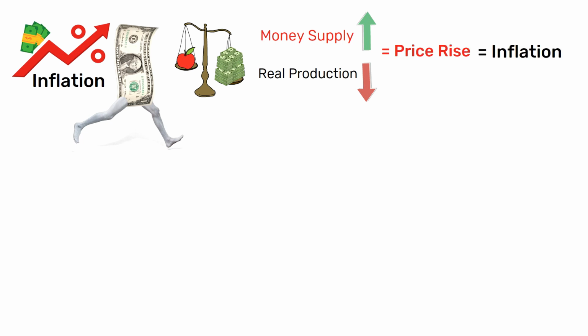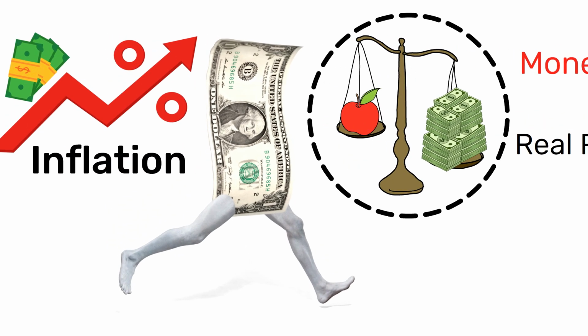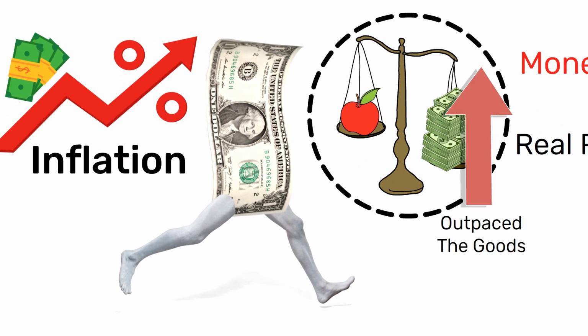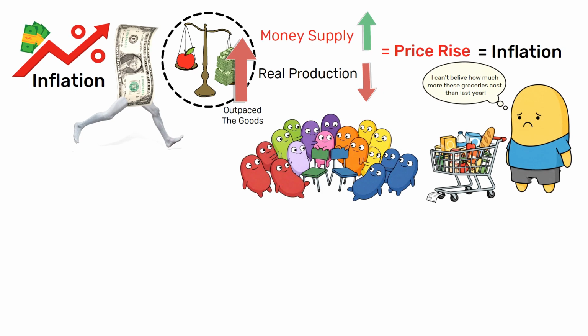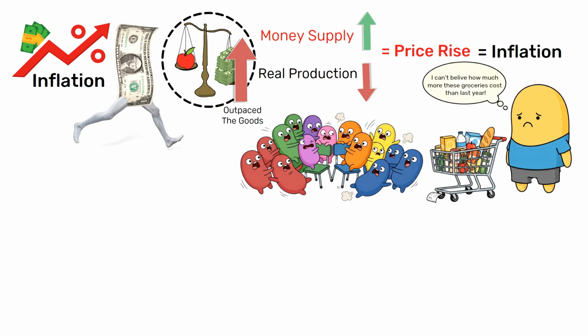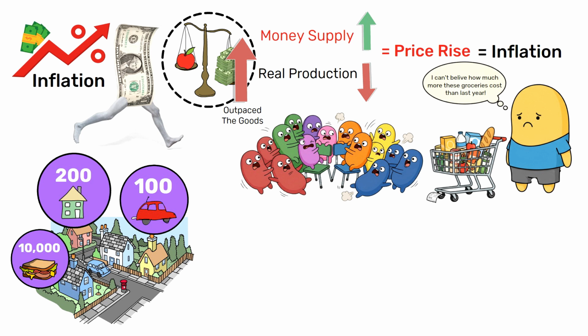In plain English, inflation happens when more money is chasing the same amount of stuff. If the money supply grows faster than real production, prices rise. You're not imagining it, your grocery bill really is higher because the money in the system outpaced the goods on the shelves. It's like adding more players to a game without adding more pieces. Suddenly everyone is scrambling for the same few spots. A simple example, imagine a town that produces the same number of cars, houses, and sandwiches every year.